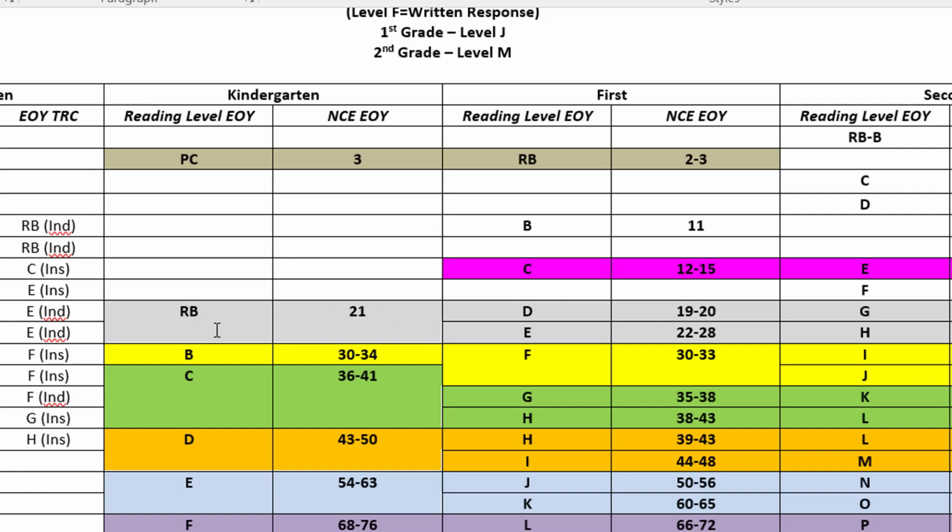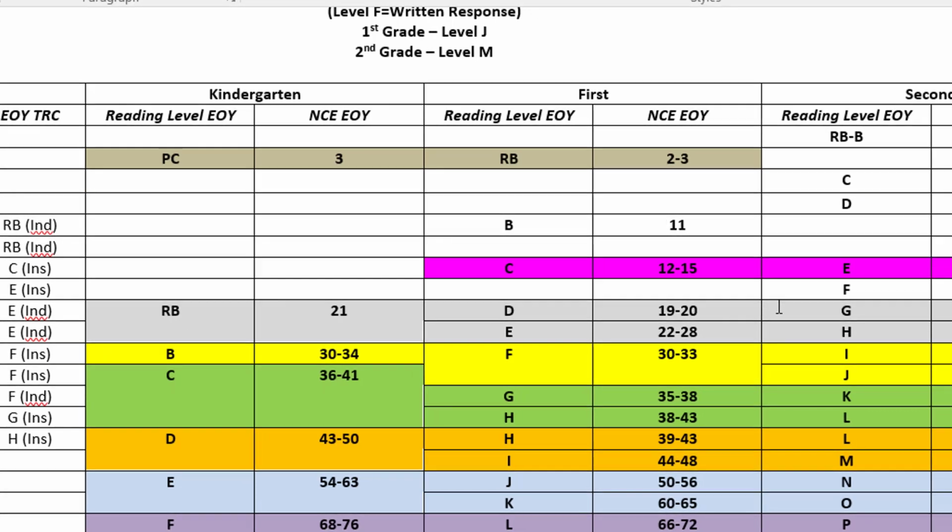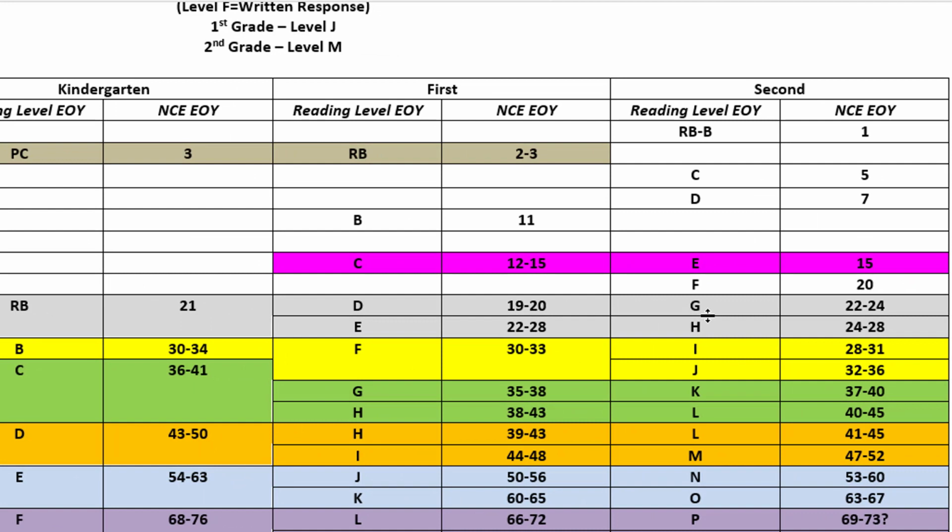So if a student was an RB 21 in the kindergarten year, they would need to be at a D or E level at the end of their first grade year in order to have met their year of growth. And then when they move on to second grade, they're going to have to be at the G or H reading level in order to maintain their position of achievement and meet their growth. So we've gone from an RB to a DE to a GH.